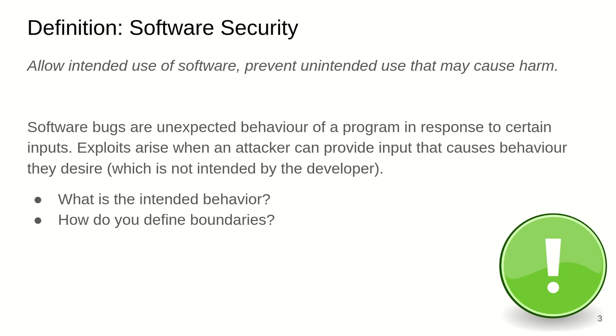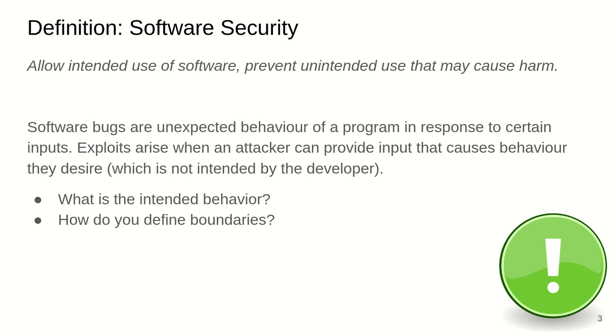Software bugs that are exploitable, that become vulnerabilities, are unexpected behavior of a program in response to certain inputs. The exploit then arises when an attacker can provide input that causes behavior that they desire, which is opposite of the behavior that is intended by the developer. As in, the attacker can provide certain input to the program that then causes a bug to trigger that allows the attacker to execute behavior that is not following the intended behavior of the developer, but actually compute something that is desired by the attacker.